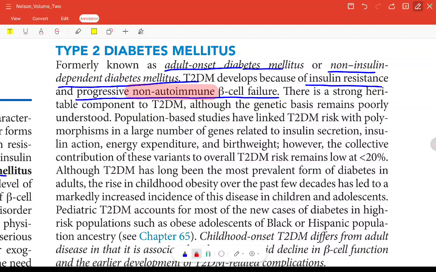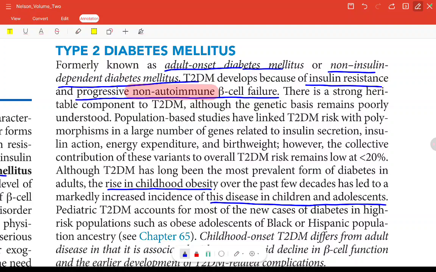Although type 2 diabetes mellitus has long been the most prevalent form of diabetes in adults, the rise in childhood obesity over the past few decades has led to a markedly increased incidence of this disease in children and adolescents. Okay, what we read here was that type 2 was mainly in adults, but due to the rise in childhood obesity over the past few decades, there is a markedly increased incidence of this disease in children and adolescents also.